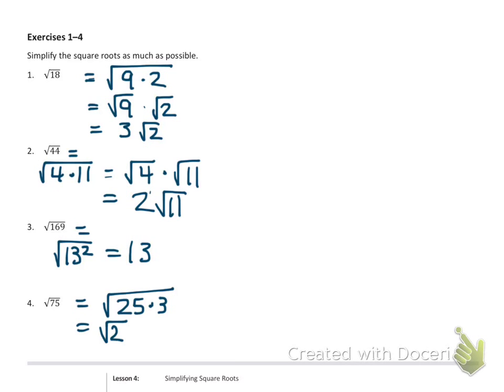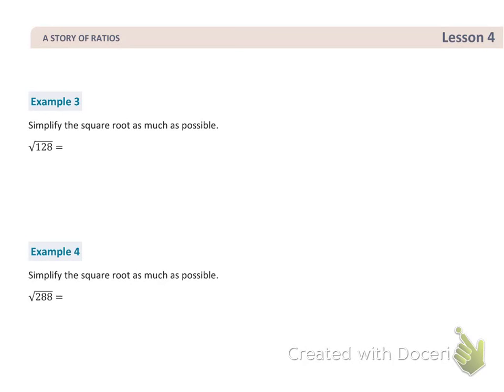Okay, let's do a couple slightly more complicated examples. 128. Okay, so for example 3, if you find all the factors of 128, you'll see that 128 is equal to 2 to the 7th. And so that's not a perfect square, okay?